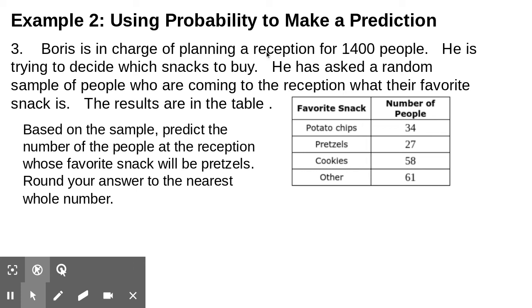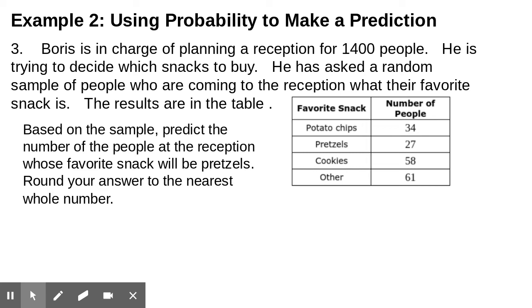So Boris is in charge of planning a reception for 1,400 people. He is trying to decide which snacks to buy. He has asked a random sample of people who are coming to the reception what their favorite snack is. The results are in this table below. Based on this sample, predict the number of people at the reception whose favorite snack will be pretzels. And we want to round our answer to the nearest whole number.